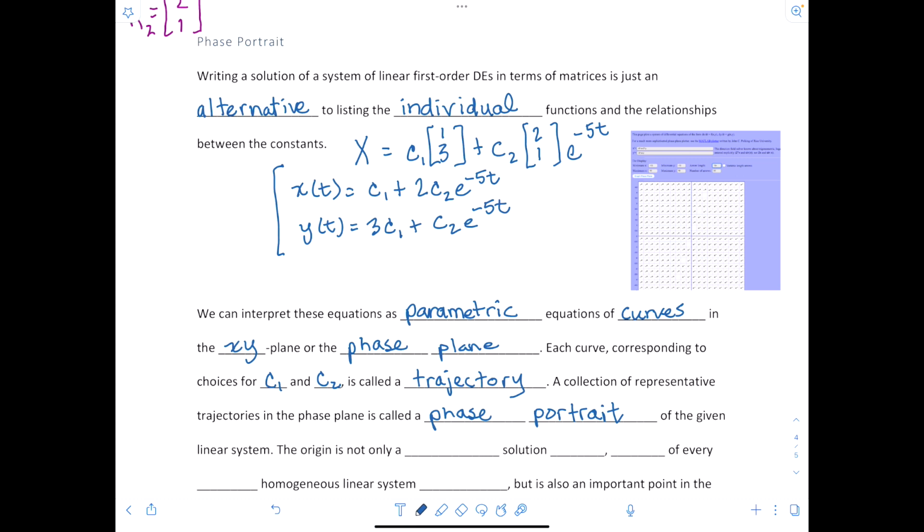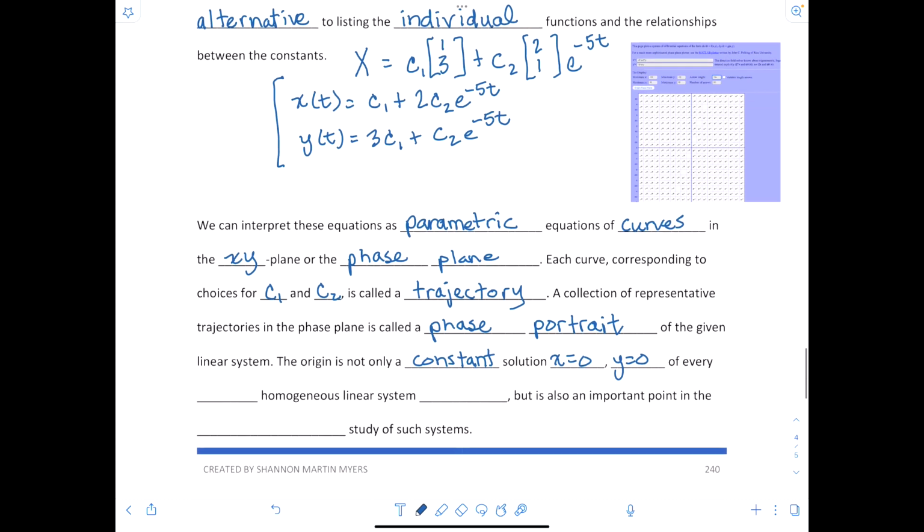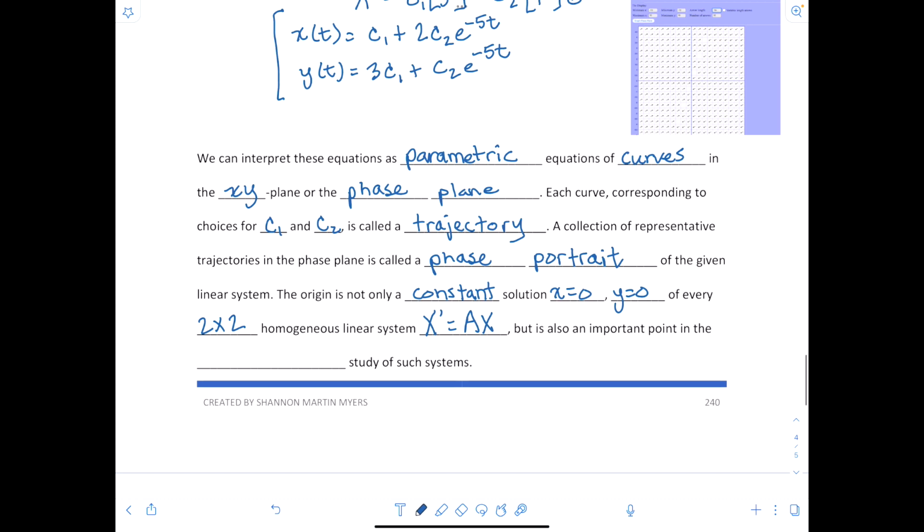The origin is not only a constant solution for x is 0, y is 0 of every 2 by 2 homogeneous linear system, x prime equal to A times x, but is also an important point in the qualitative study of such systems.